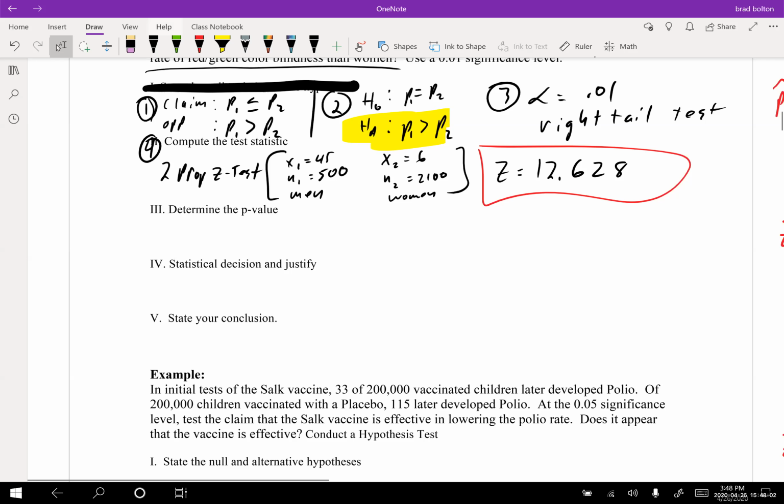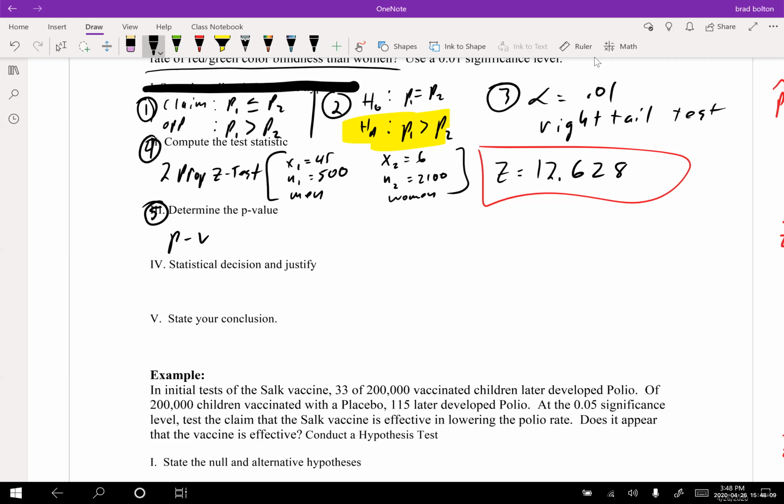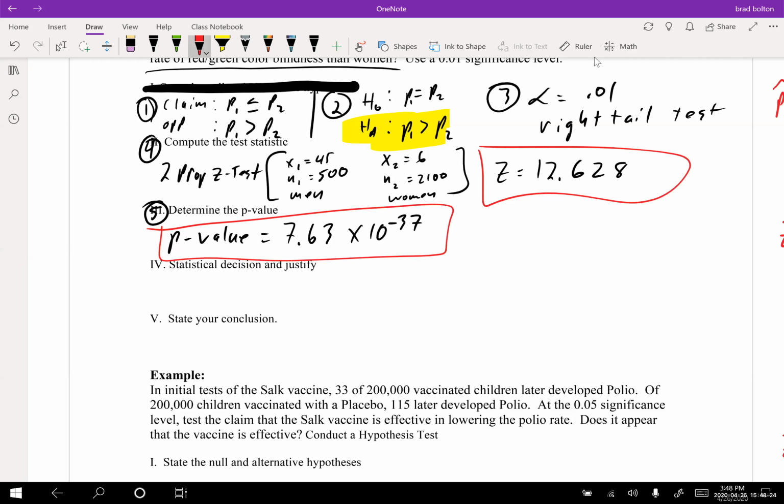So now, here's the really, really nice part. Determine the p-value. Well, it tells me that the p-value is equal to 7.63, it doesn't really matter, times 10 to the negative 37th power. Now, why is this such a small number? Okay, and I didn't even do the drawing right now. I just didn't have enough room, but you guys could do the drawing over here. Right, and it's a right tail test.